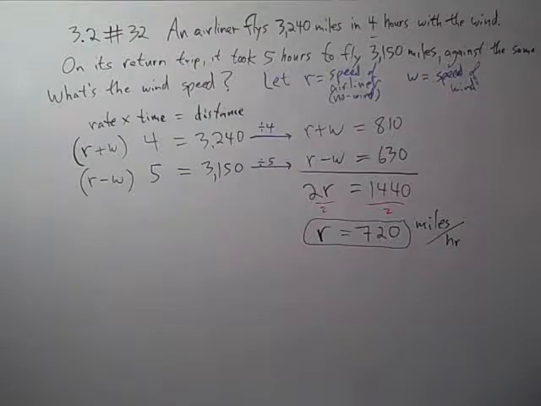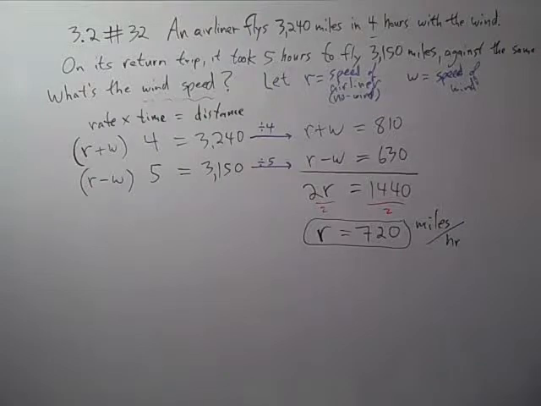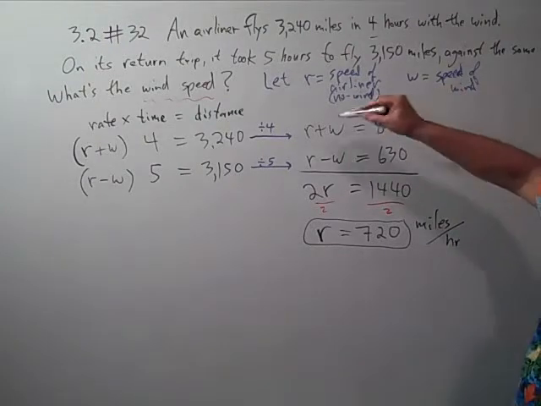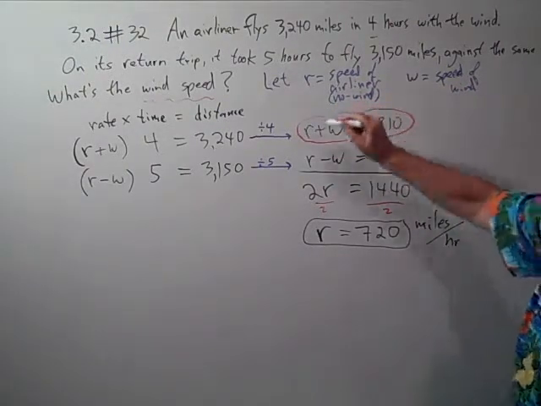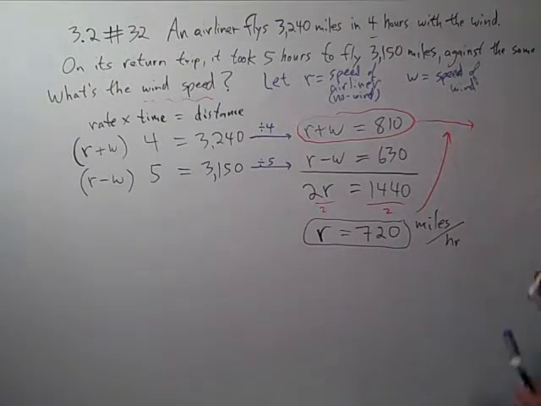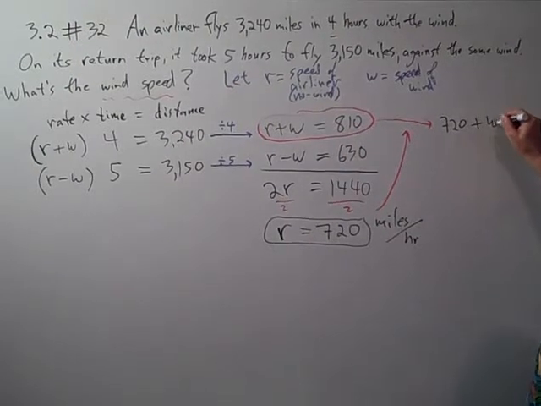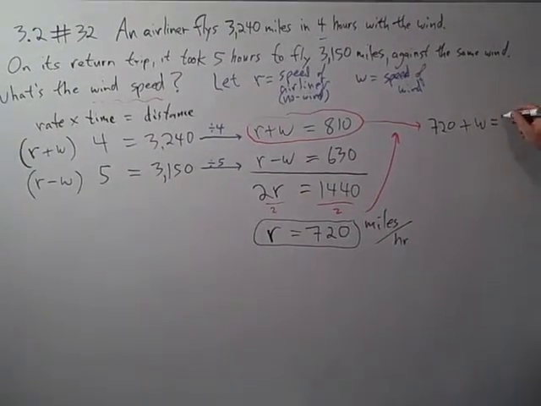But recall, the problem was asking what's the wind speed. It wasn't asking how fast the airliner could fly with no wind. But that's okay. We can now find what the wind speed is from any of the earlier equations. This is probably the easiest one to use. So I'm going to take this equation and combine in that we now know that R equals 720. So the equation becomes 720 plus W equals 810.